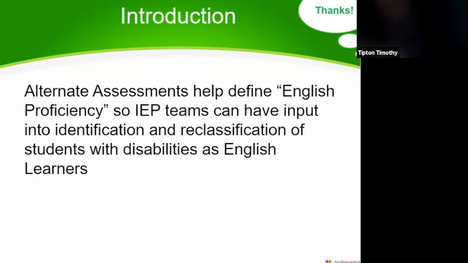And like all assessments for language proficiency, the alternate assessment helps define what their English proficiency is. And so IEP teams can have some input into identifying who is an English learner and who's ready to be reclassified as no longer requiring English language supports.